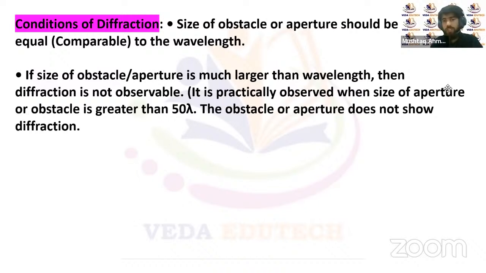If the size of the object is much larger than the wavelength, then diffraction is not observable, right? Practically, it is said that when the size of the aperture is greater than 50 times the wavelength, the obstacle or aperture does not show diffraction, right? So it's mandatory that the wavelength of light should be comparable to the size of the object to observe the diffraction pattern, right?